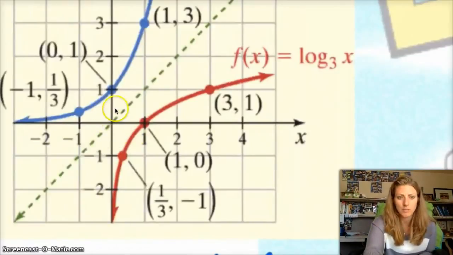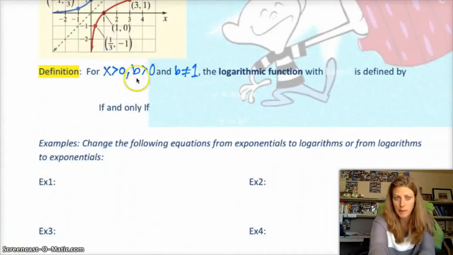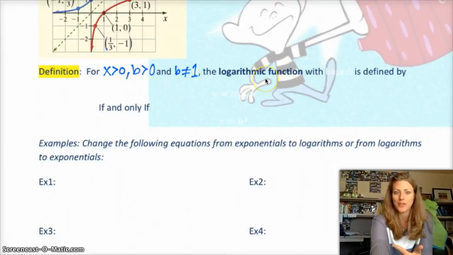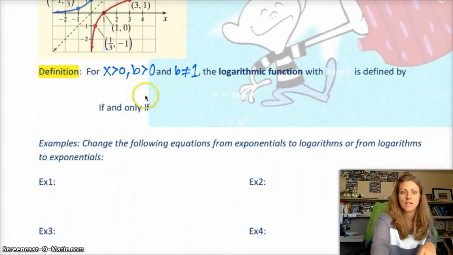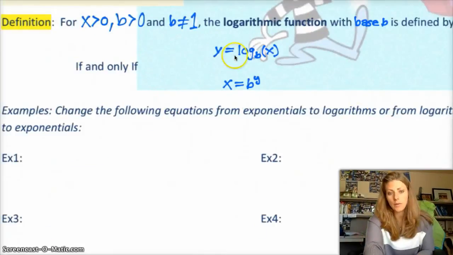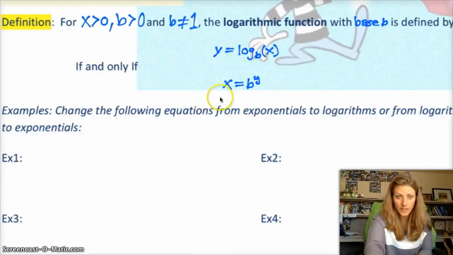So 0 is an asymptote, and then your log function is only greater than 0. Also, similar to exponential functions, your base has to be positive, and it also cannot equal 1, for pretty much the same reason as the exponential functions, okay? And so you would say the logarithmic function with base b is defined by the following. Okay, so y equals log base b of x if and only if x equals b to the y.